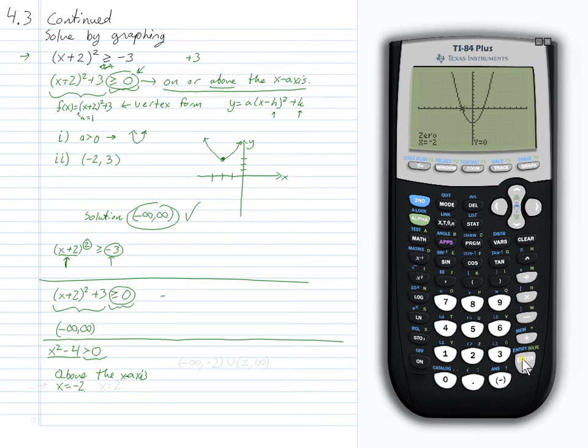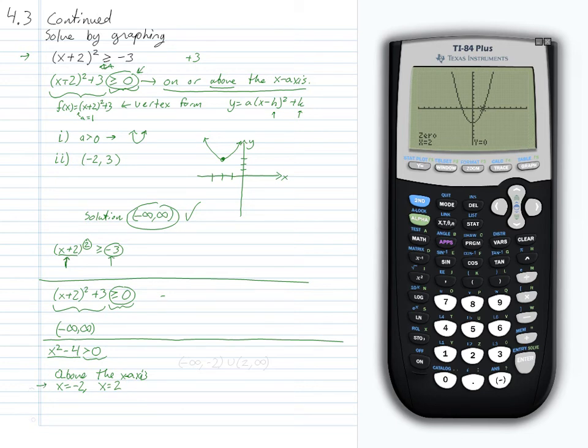And on the other side, if I calculate the zero again and scroll over, give my left bound, go a bit to the right to give my right bound, and then guess somewhere in the middle, we see x equals +2. So the x-intercepts, the points where this left-hand side is exactly 0, are x equals positive and negative 2.